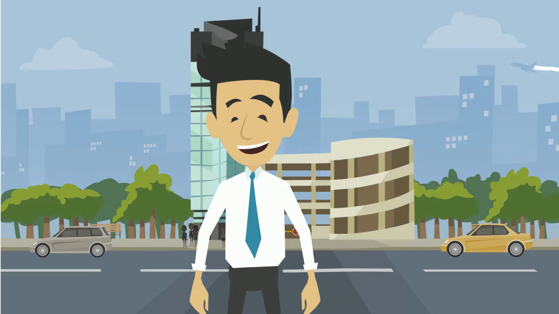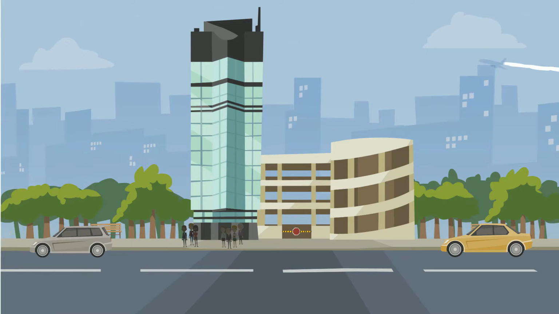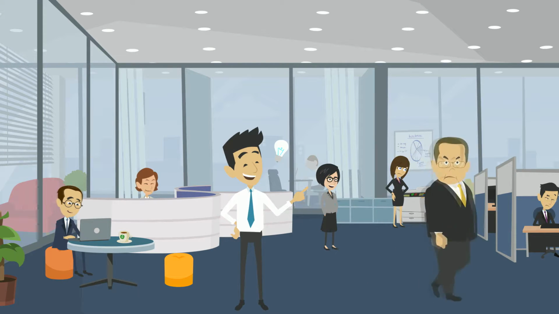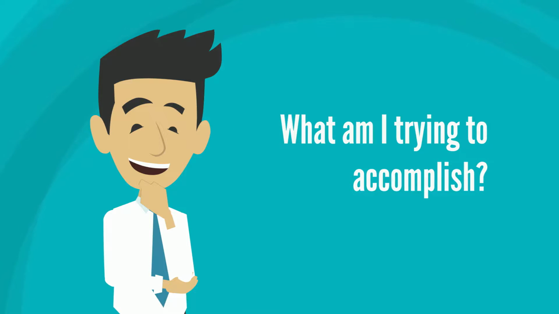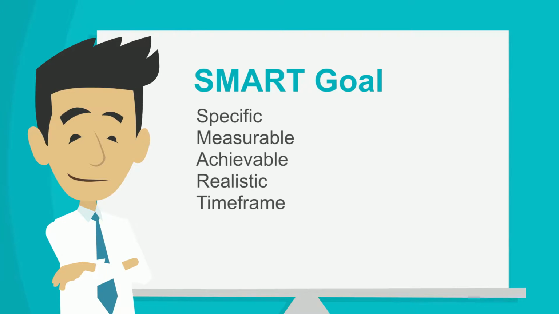Sure. This is Joe. Joe is always late for work. He's letting his team down and now getting into trouble. Joe knows he needs to change and decides to use the model for improvement. To start, Joe answers the first question, what am I trying to accomplish? Joe sets a goal to get to work on time every day for 1 week. He has created a SMART goal.